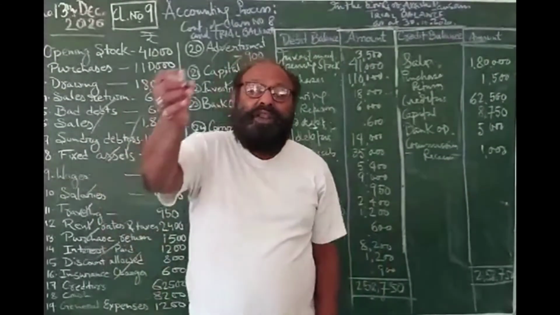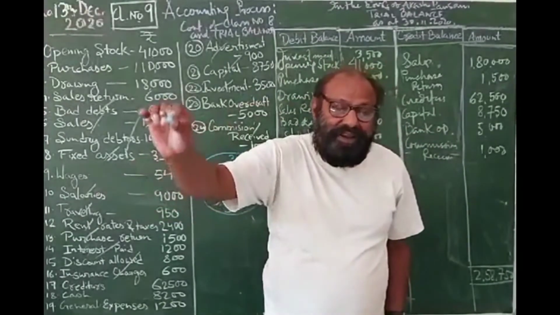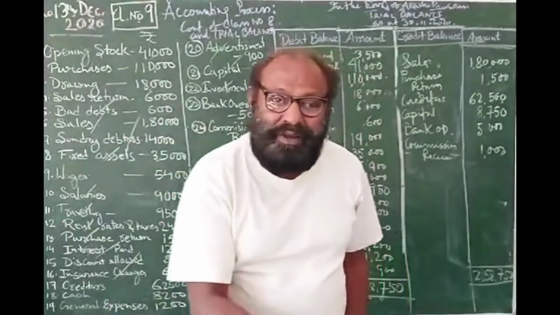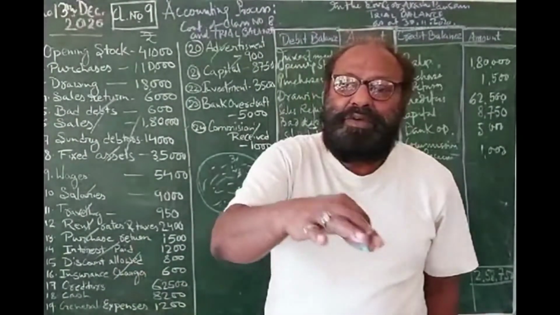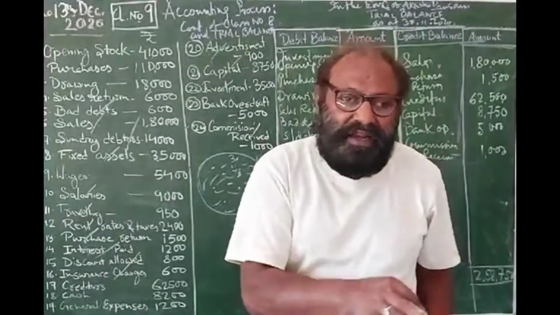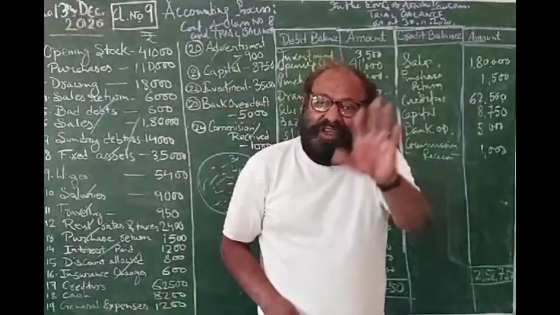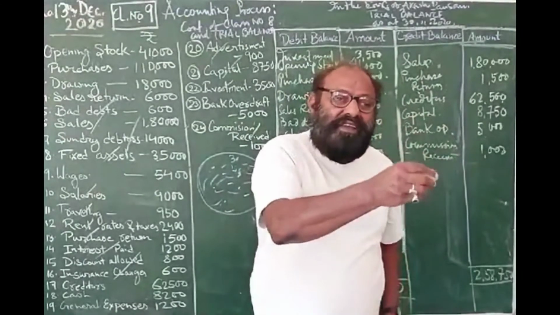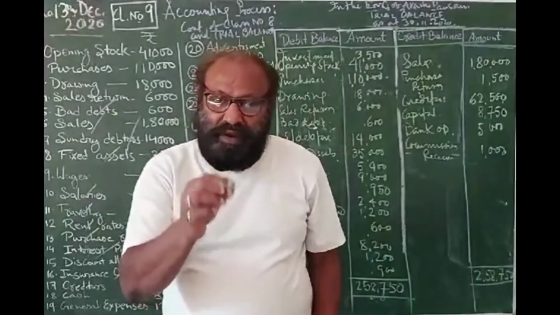Okay, if we do that, then we will get all expenses debit, all incomes credit, all losses debit, all gains credit, all assets debit, all liabilities credit. So these are the principles of finding out the debits and credits. Then after that, we are recording them in the ledger. First, the process of writing the entries from the journal to the ledger is known as posting.